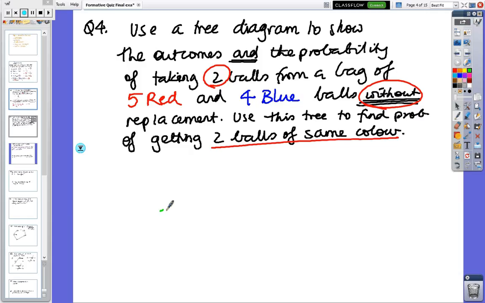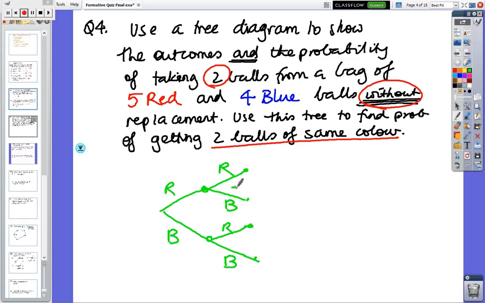Okay, so the first ball is red, or it's a blue, and that's the first choice. And then you can choose on the second one a red or a blue, or a red or a blue. So that's your second choice. So the outcomes are red, red, red, blue, blue, red, and blue, blue. But these are not equally likely events. Even though there's 4 things, these are not a quarter each, because now you have to look at the fractions.